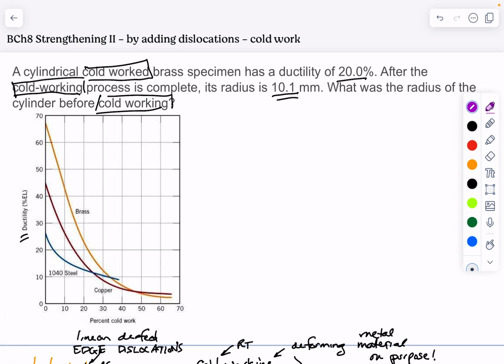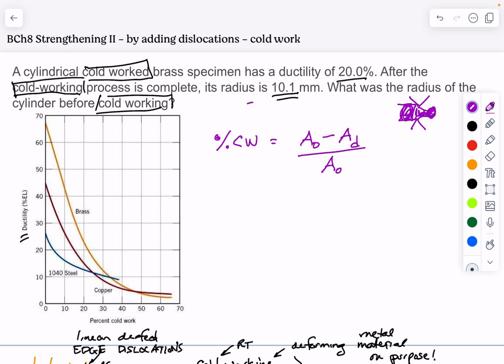We have cold worked a brass specimen, and afterwards it has a certain radius. There's a key formula we need, which is the percent cold work formula. It's just the initial area minus the deformed area, which will be smaller because we're drawing it down. That means forcing a cylindrical part through an orifice that is smaller than it is. This is called drawing because the part is drawn through, and so you end up with a smaller diameter. So we go from an initial area to a smaller area as a result of this process of drawing it down mechanically.